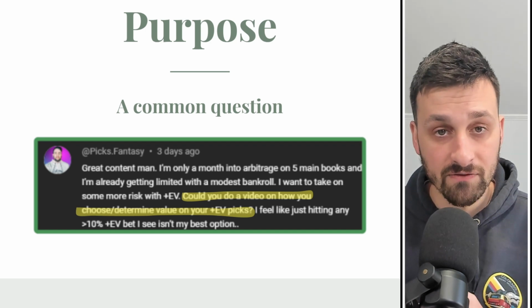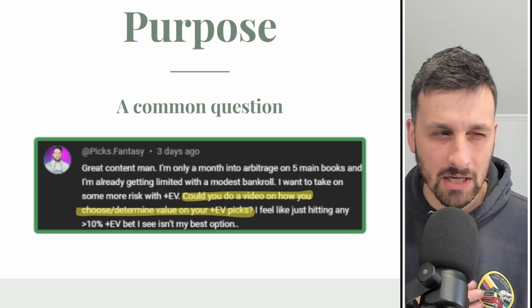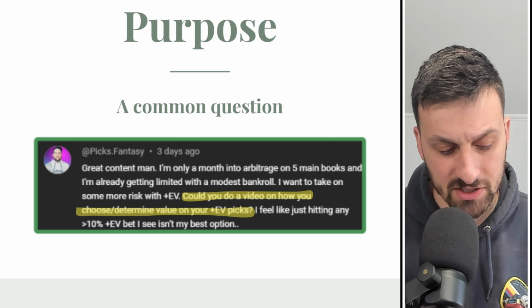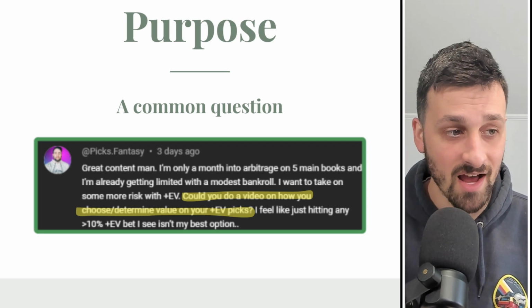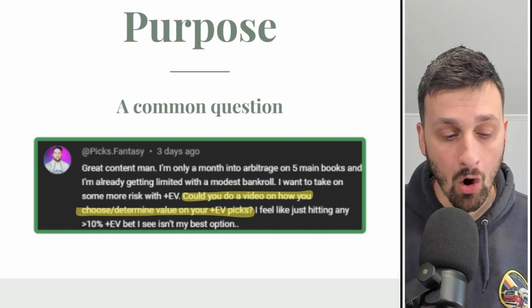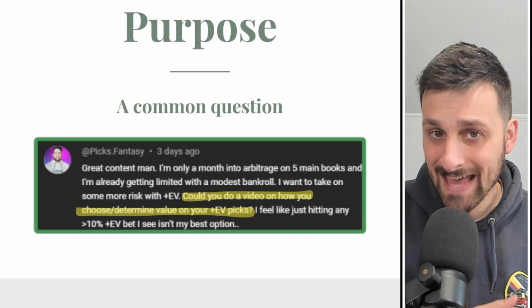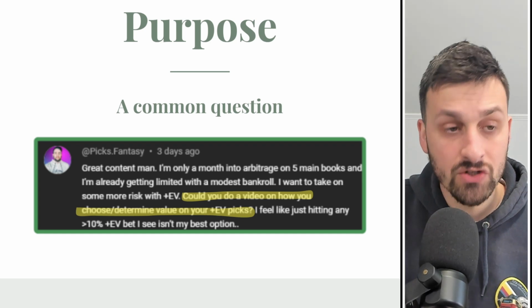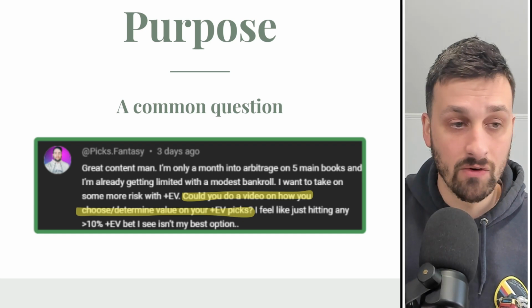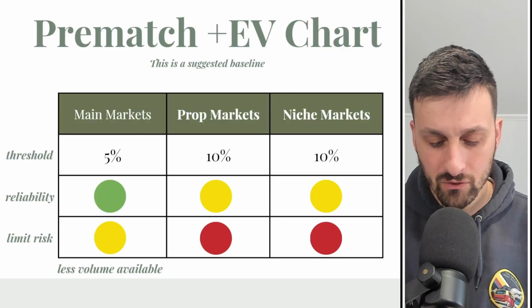And in the past, I have spoken about the fact that I sometimes set a threshold at about 10% plus EV, and I'll bet those. And I think Pix Fantasy is right here. That is not necessarily the best option, and there are some more nuances and caveats that need to be explained in order to maximize. And so I'm glad he brought this to my attention, and the purpose of today's video is to answer just that. So I have created a chart.